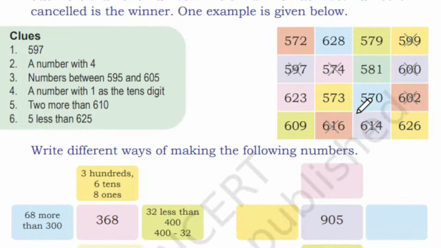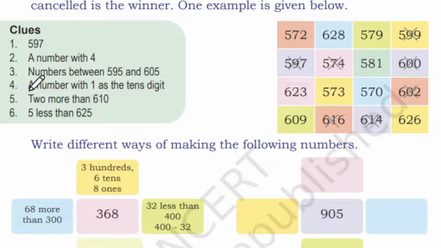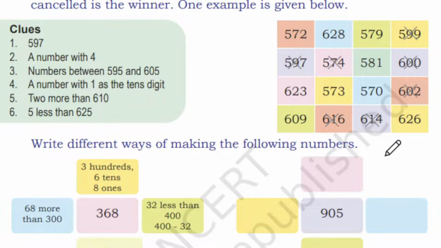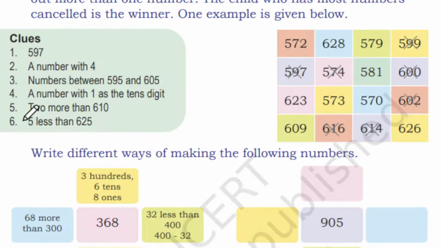Okay. And the next one is a number which has 1 as the tens digit. So which one? Here we have 616. So in the tens digit we have the number 1. 614 also has 1 in the tens digit. Okay, so next one is 5 less than 625. So 5 less than 625 is 620. So you have to strike out 620. You have to find out if we have 620. If you have, you can strike that out.